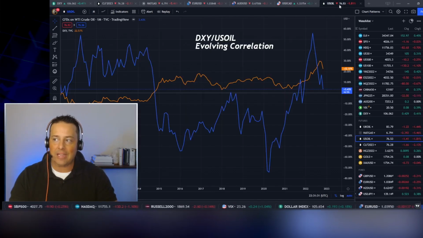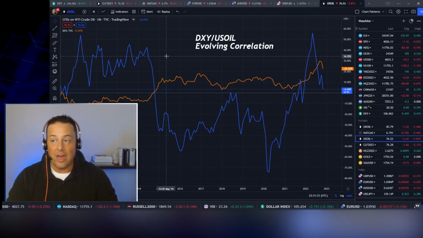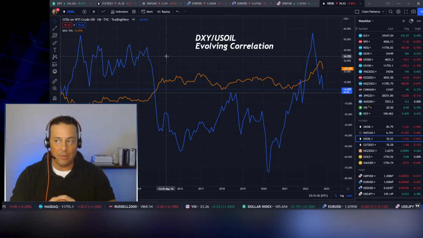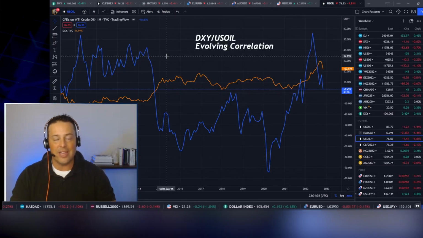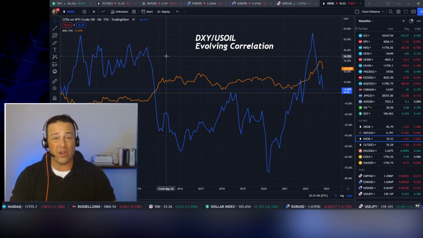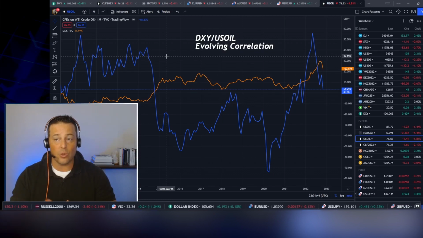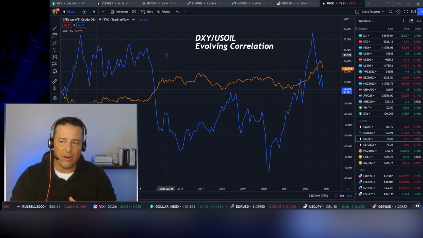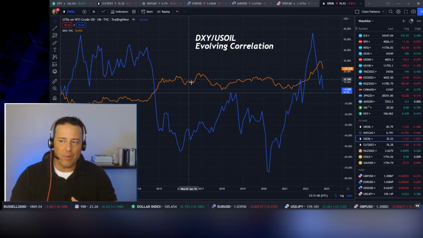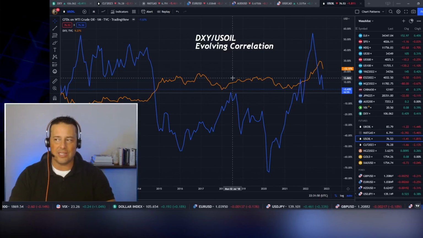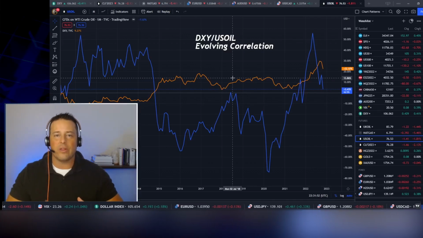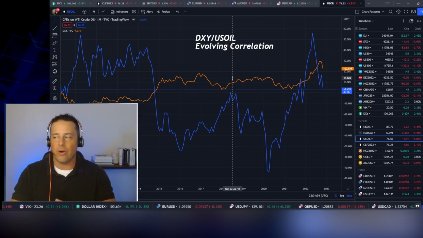Now, lastly, we're going to look at one that's evolving, the dollar index and U.S. oil. Typically the relationship is that the higher the dollar goes, the weaker the commodity prices get, and that's especially true for U.S. oil, or it has been traditionally. But you can see right here that we really are changing. The market really is changing a little bit. It's not necessarily a factor where the dollar goes up and crude oil goes down, or vice versa.